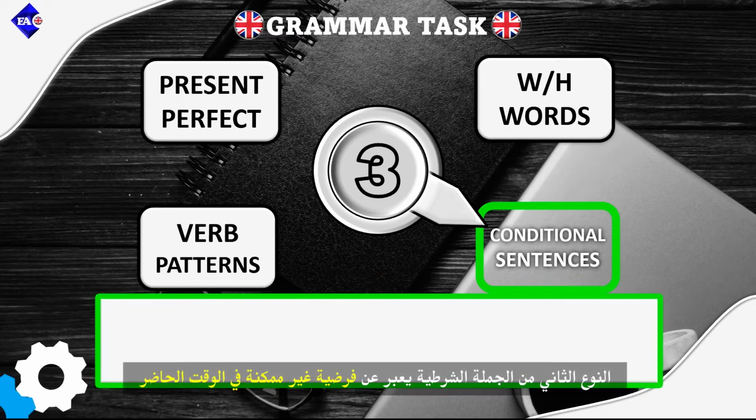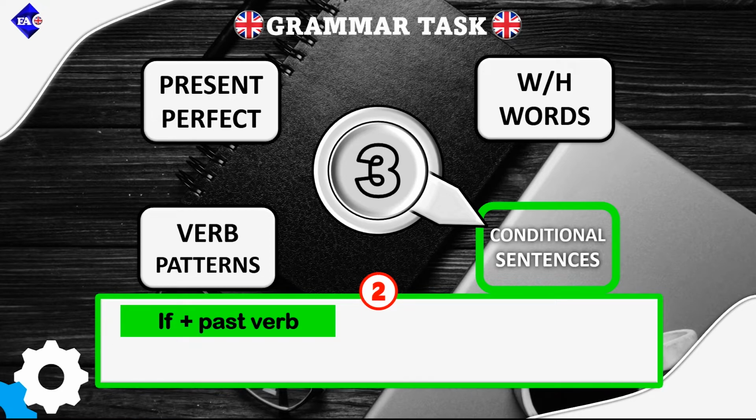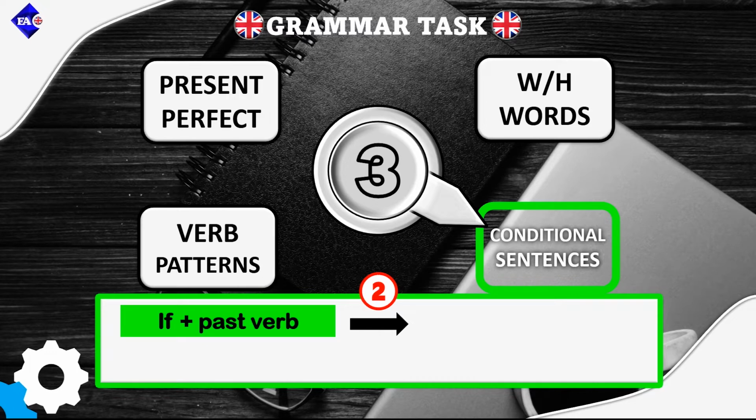As for conditional type 2, it's about unreal present. In other words, we just imagine a situation which is not possible or true now. That's why the verb that follows the word if must be in the past, not the present. As for the result, instead of using will, it is obligatory to use would, followed by an infinitive.